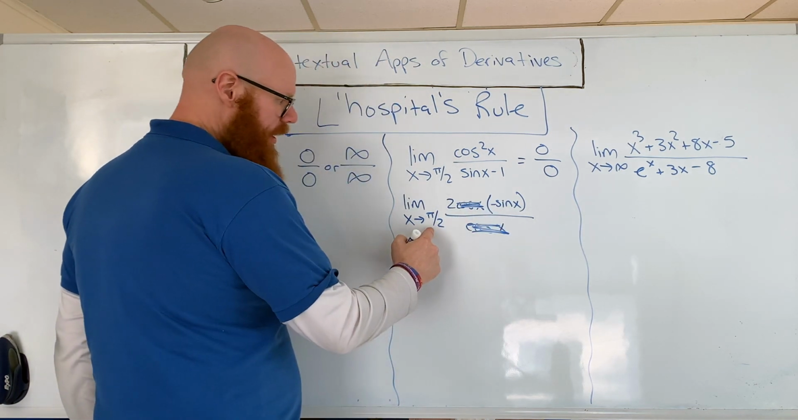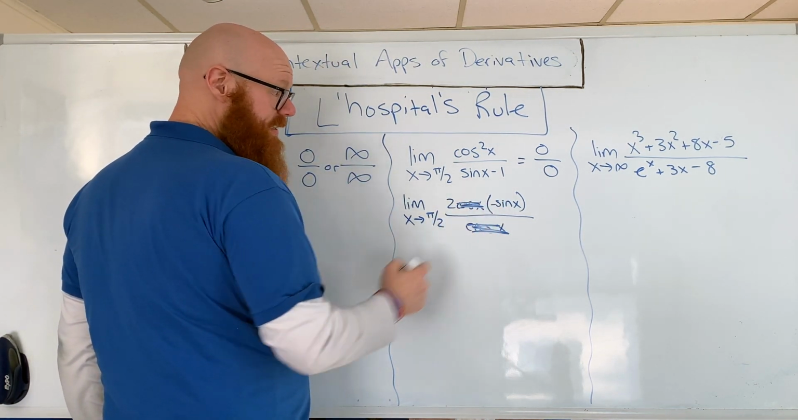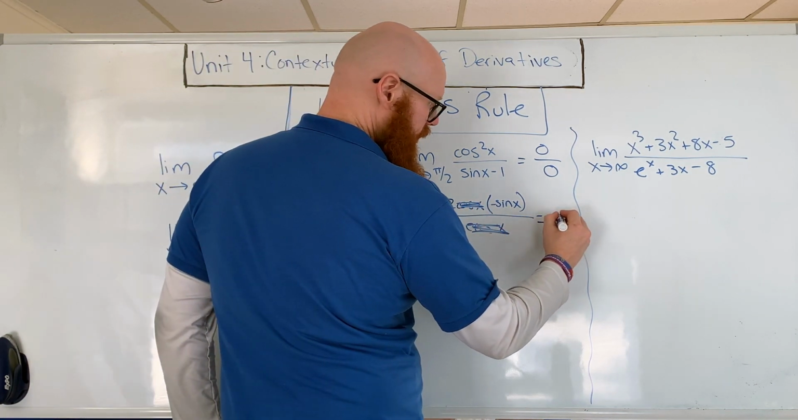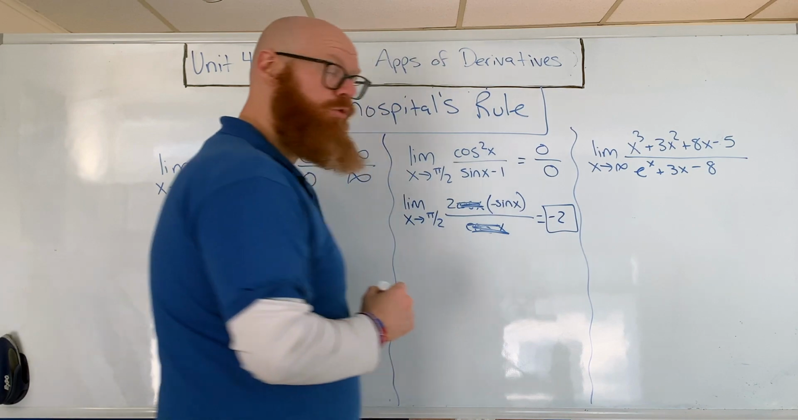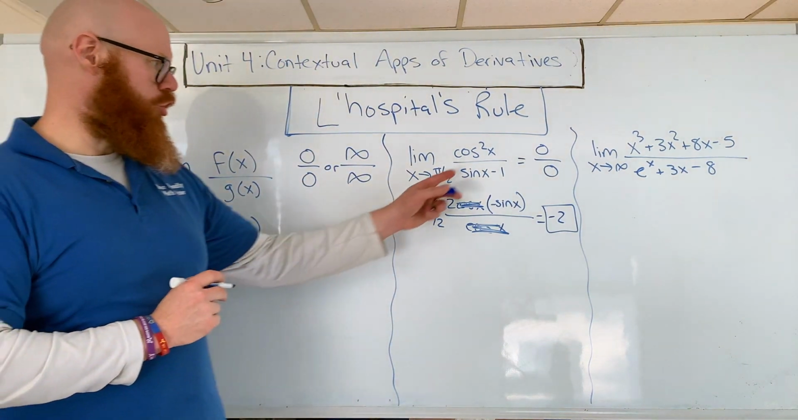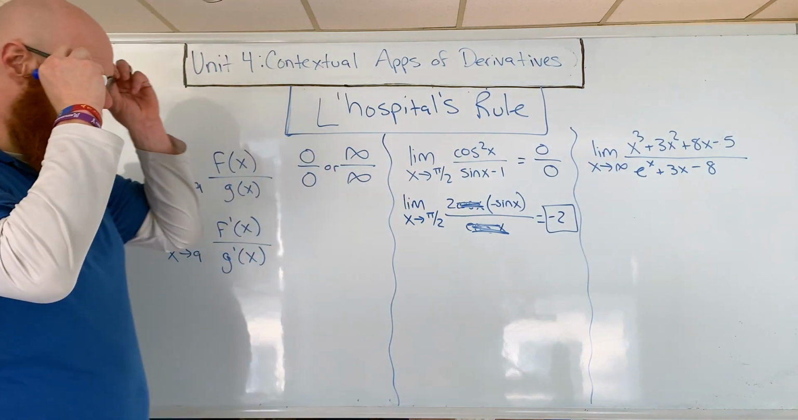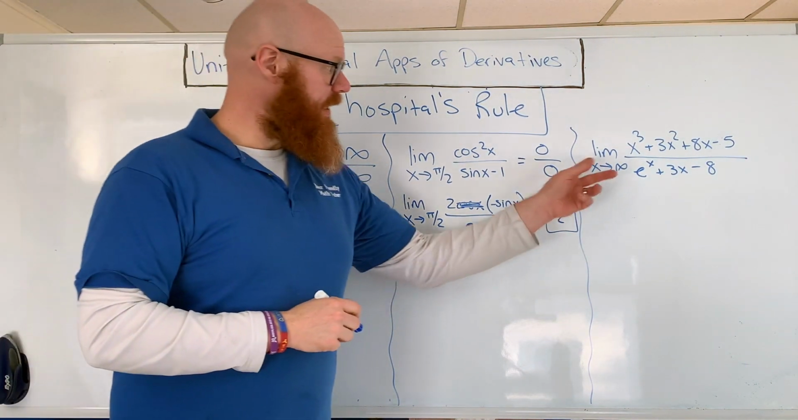All right. Now I substitute in pi over 2. Sine of pi over 2 is 1. Negative 1 times 2 is negative 2, which is an actual real number. So that's the answer to our original limit. All right. Last problem. The limit as x goes to infinity.